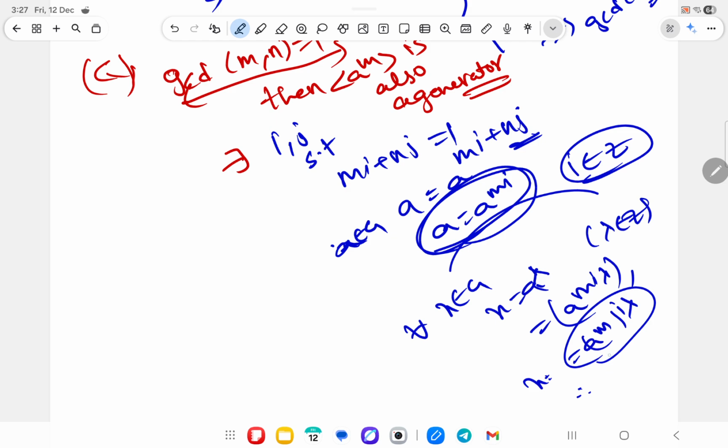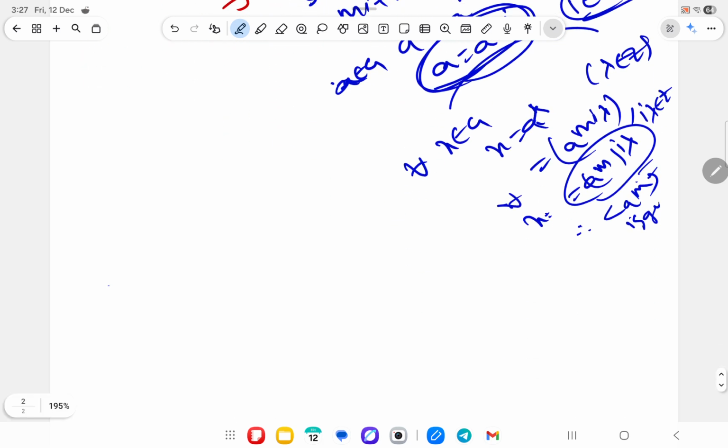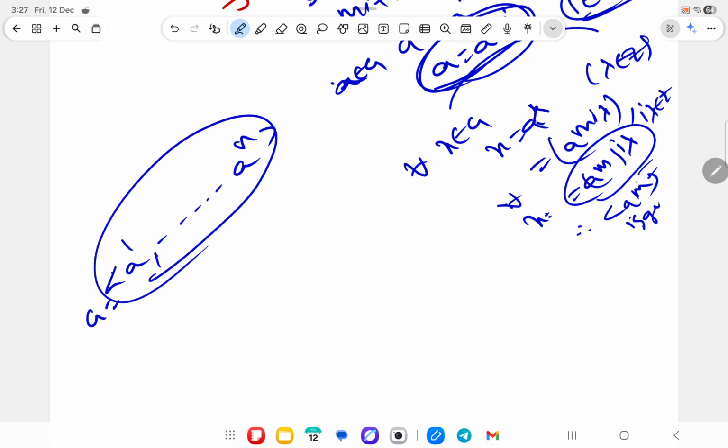Therefore, a power m is a generator because i lambda belongs to Z, and for all x belongs to G, we can write this. So a power 1 and so on up to a power n, right? This will be the G, right? Because if you multiply by a, then you will be coming back here. That's the whole concept of a cyclic group, right?